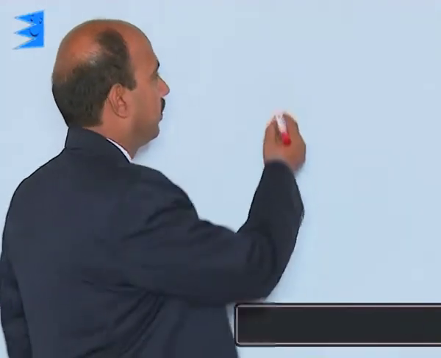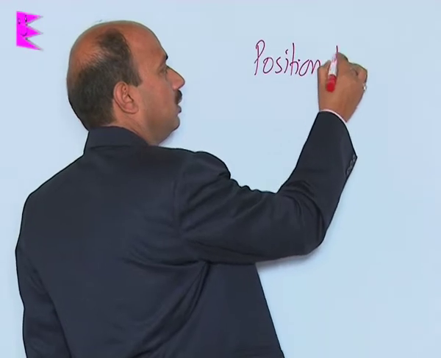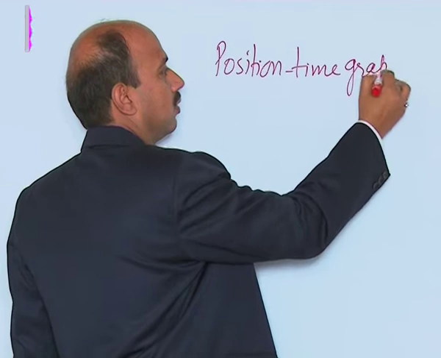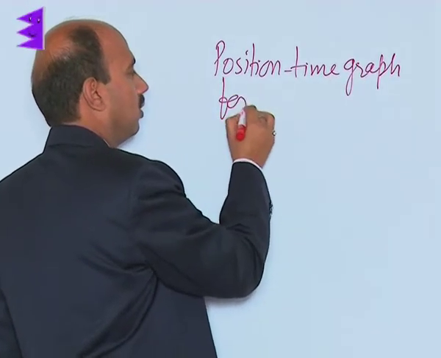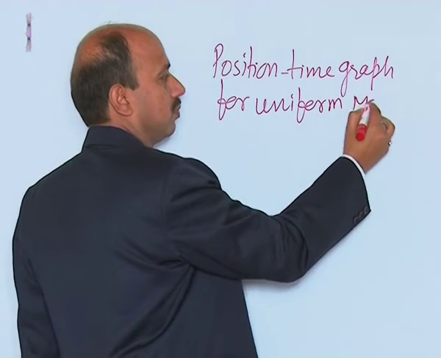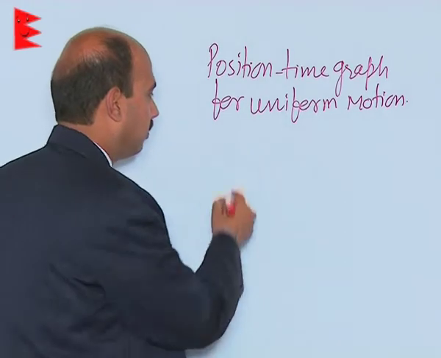So, now we will do the position time graph for uniform motion. See here now, position time graph for a uniform motion.